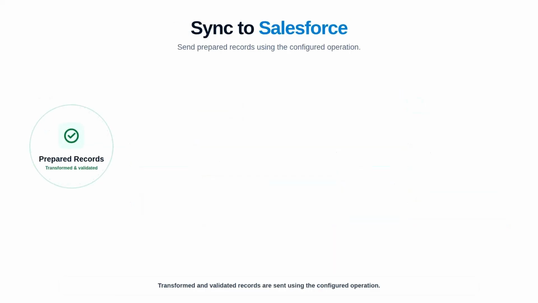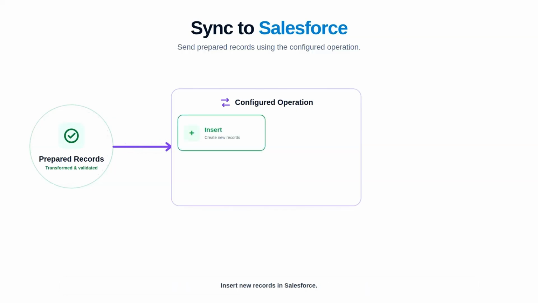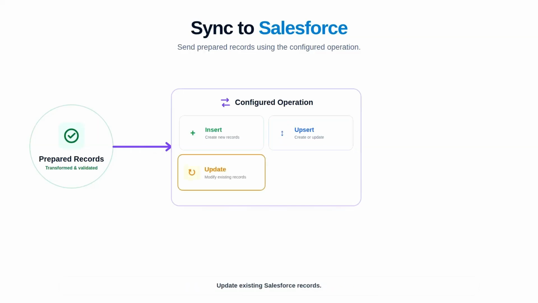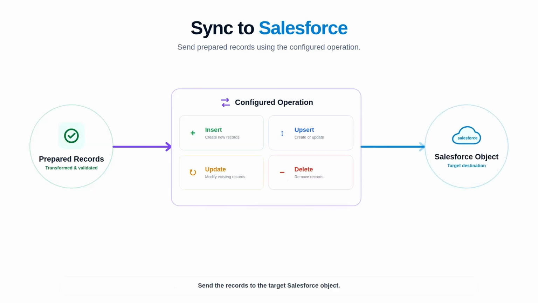Sync to Salesforce. Once the data has been transformed and validated, the records are sent to Salesforce using the configured operation. Depending on your integration requirements, SKYVVA can insert new records, upsert records, update existing records, or delete records in Salesforce.